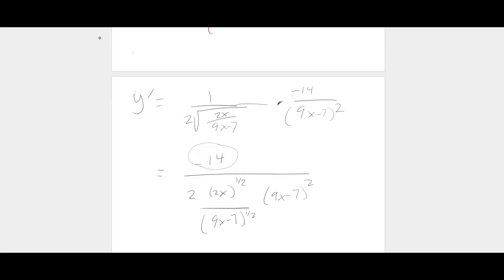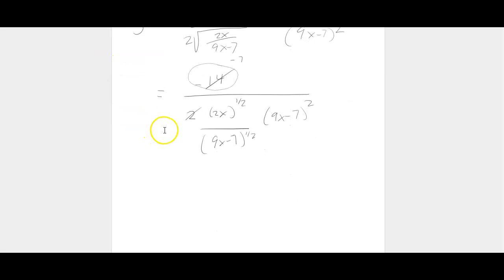So I'm actually going to be able to reduce this 2 with this negative 14, and that'll leave me with a negative 7 on top. I can't do anything with the 2x to the 1/2 power, but when I multiply this 9x minus 7 squared over 9x minus 7 to the 1/2, I can subtract 2 minus 1/2, and it gives me 9x minus 7 to the 3/2, because 2 minus 1/2 is 3/2. It's 4/2 minus 1/2. So this is how this whole thing would simplify if you were required to simplify.